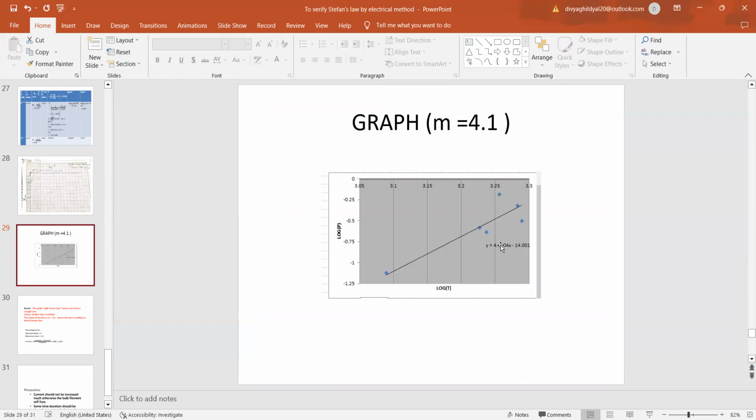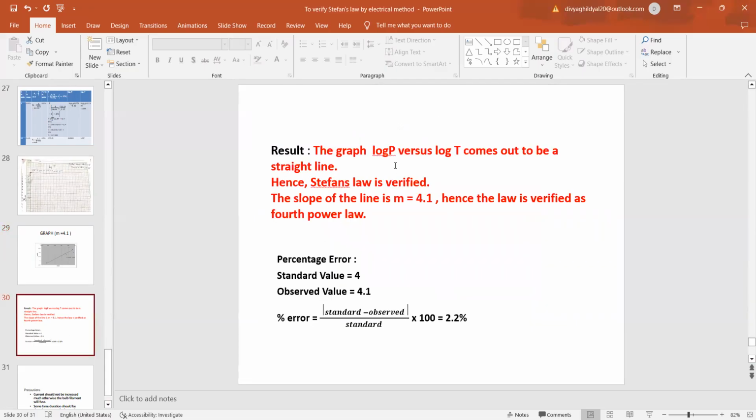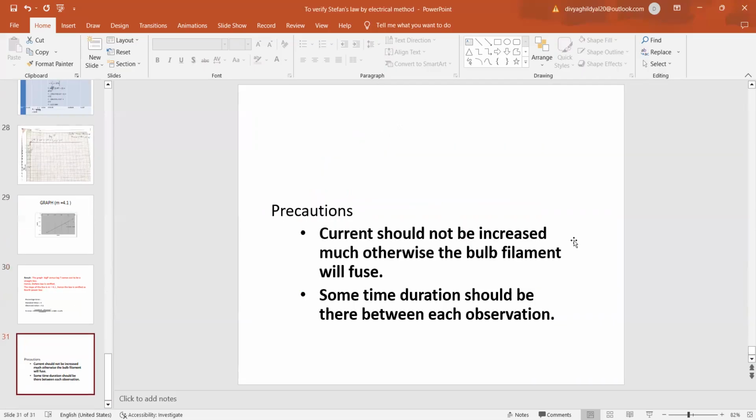Out of all the points plotted, we will pick out the best fit line having the maximum number of points lying on it. The graph of log P versus log T will be a straight line, giving a slope of approximately 4. We can find the percentage error with the standard value 4. And hence, this is how we are going to verify Stefan's law.